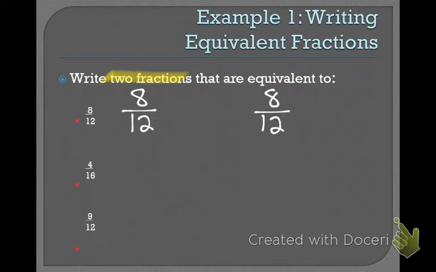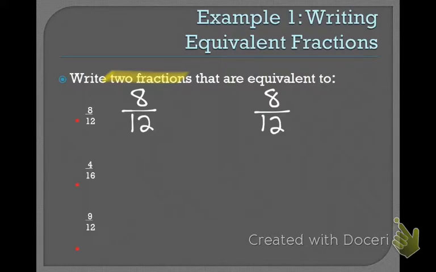So let me ask you this. Can you reduce 8/12? Yes. Yeah, you can reduce it by what? 2. By 2? And by 4. So that's how I could create my two equivalent fractions, or I could multiply by any number as long as it's the same number top and bottom.